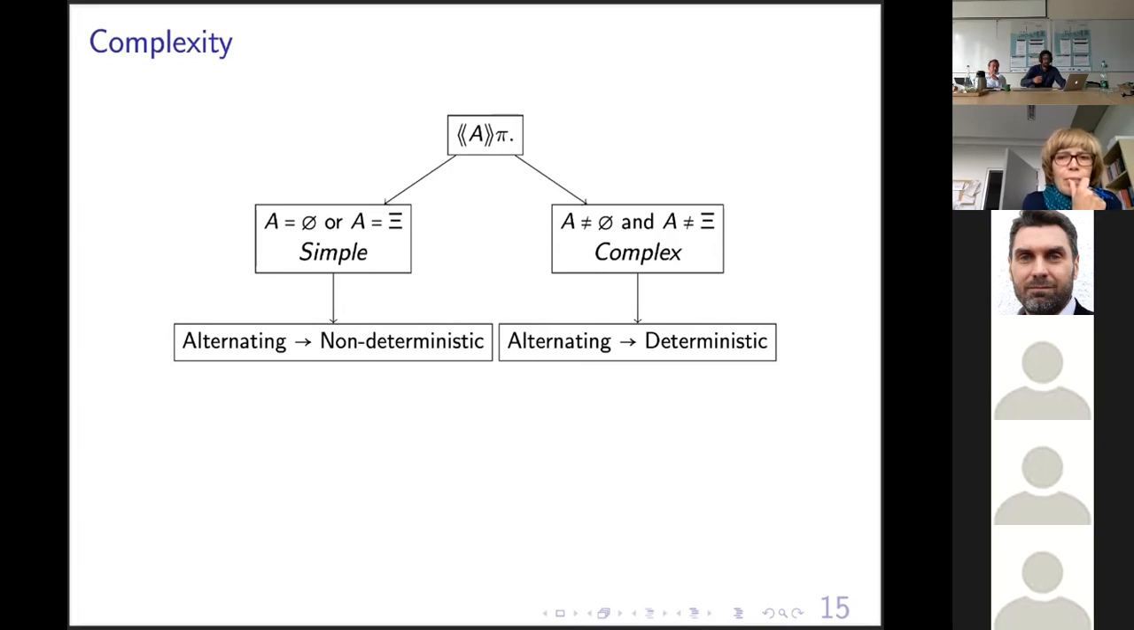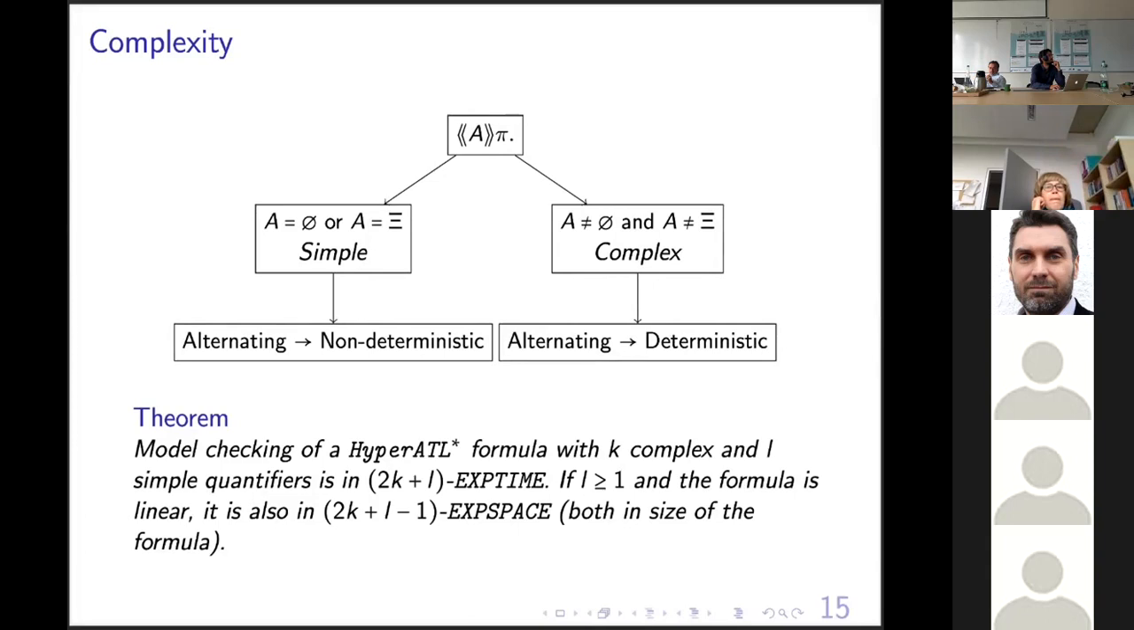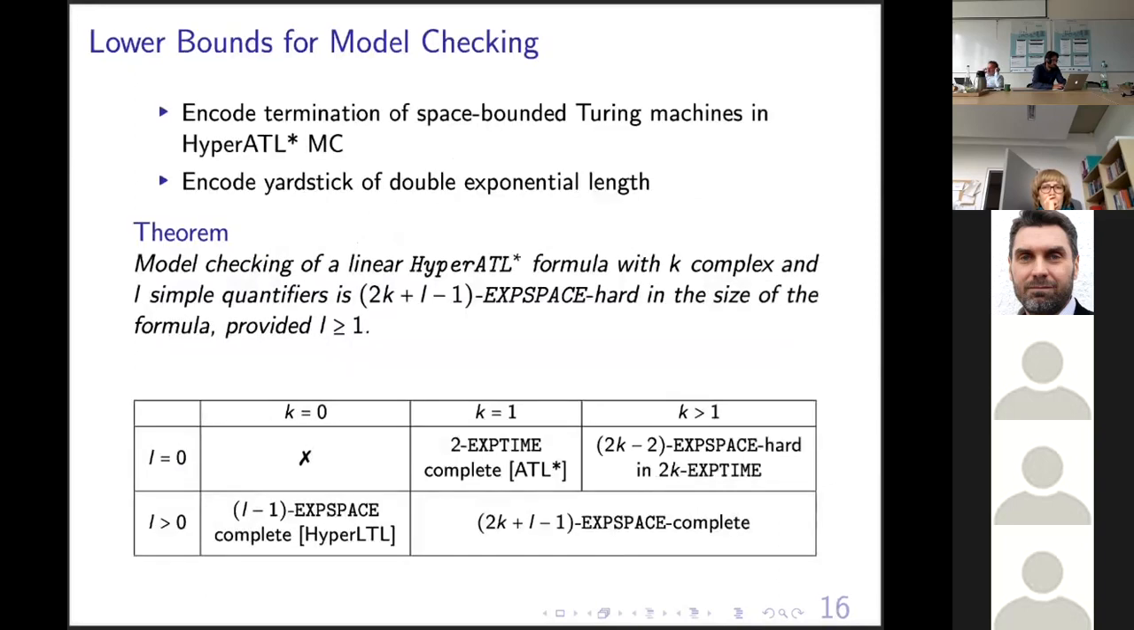Well, because if we have a complex quantifier, we really do need to determinize our alternating automaton, requiring a doubly exponential blowup, whereas in the simple case, a simple transformation from an alternating to a non-deterministic or universal automaton is sufficient. So what we get as an upper bound is that we can model check hyper-ATL formulas with k complex and L simple quantifiers in 2k plus L x time. And in fact, if we have at least one simple quantifier, we can do slightly better, namely in 2k plus L minus 1 x space. So model checking is decidable, but as for example for hyper-LTL, it is very expensive.